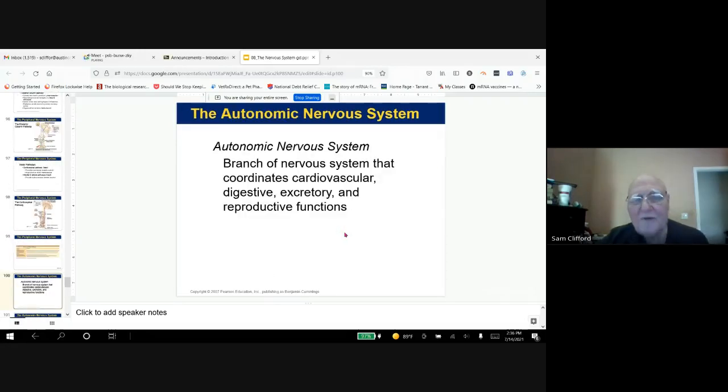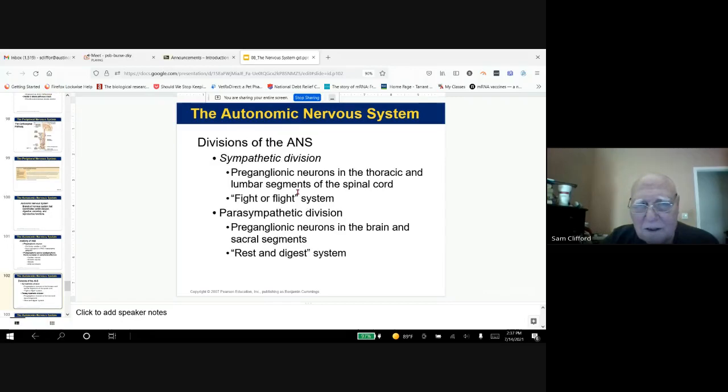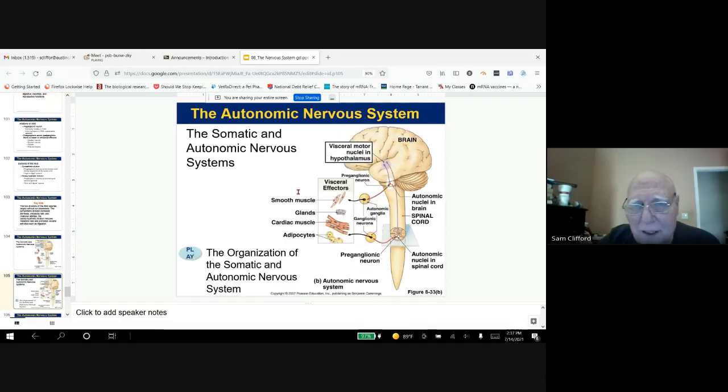The autonomic nervous system takes care of your heartbeat, your digestion, your urination, your elimination, and your reproductive functions. It's all automatic. It's what's called autonomic. And the autonomic nervous system has a particular anatomy. So let's look at the picture and let's keep going.